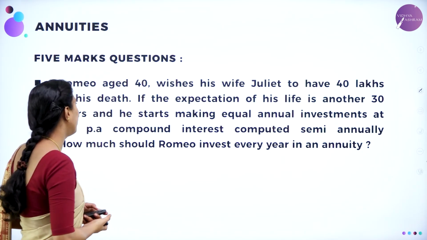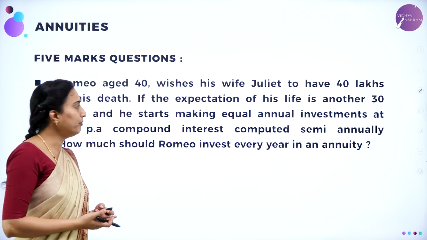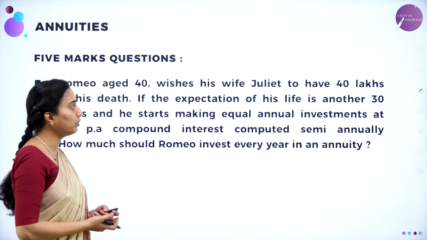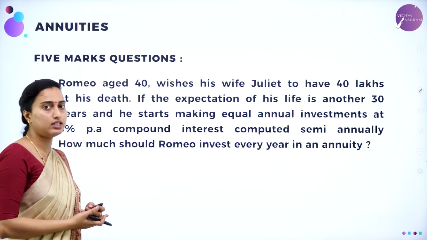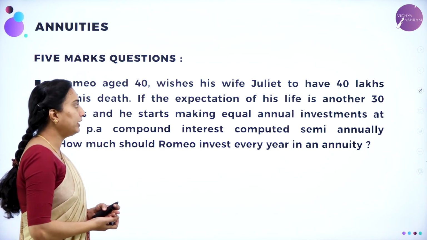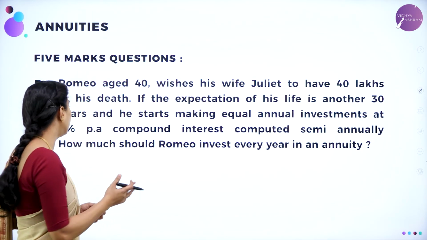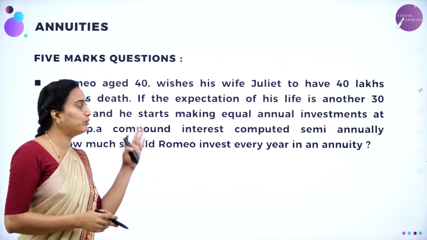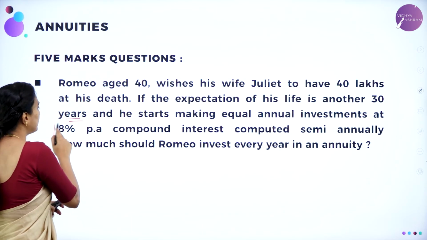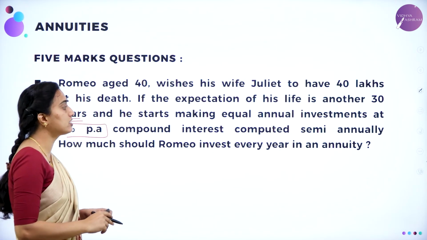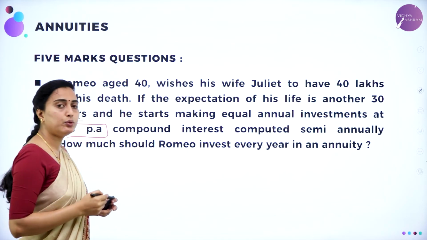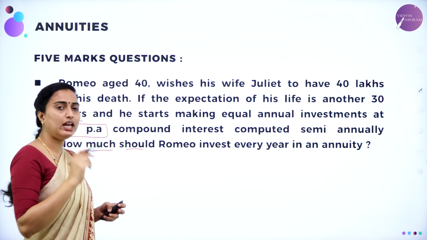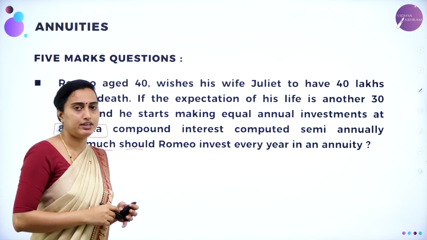We'll move on to the next problem, dears. Romeo, aged 40, wishes his wife Juliet to have 40 lakhs at his death. If the expectation of his life is another 30 years, and he starts making equal annual investments at 8% per annum, compound interest computed semi-annually. Semi-annually means half. Okay. How much should Romeo invest every year in an annuity?